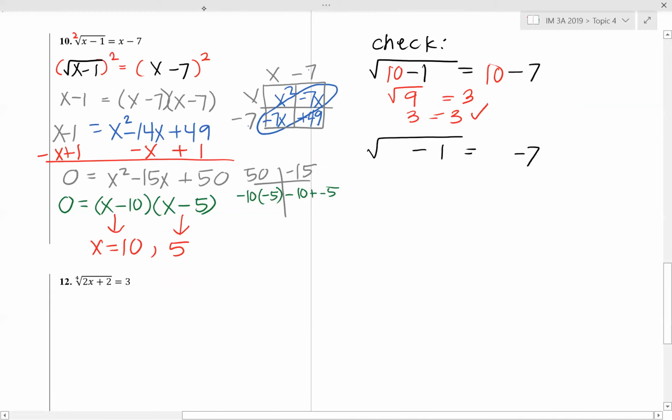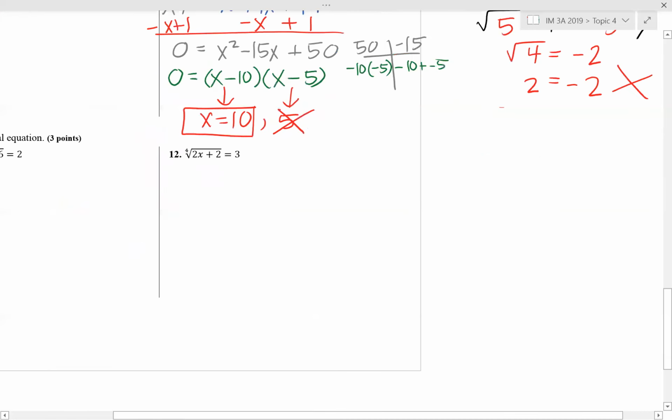When I plug in 5, 5 minus 1 is 4. So the square root of 4 is equal to 5 minus 7 is negative 2. Remember that when we're plugging these in, we're looking at principal square roots. And so it's always just the positive value. And so positive 2 is not equal to negative 2. So that means that 5 is an extraneous solution. So our only answer for this problem is 10.